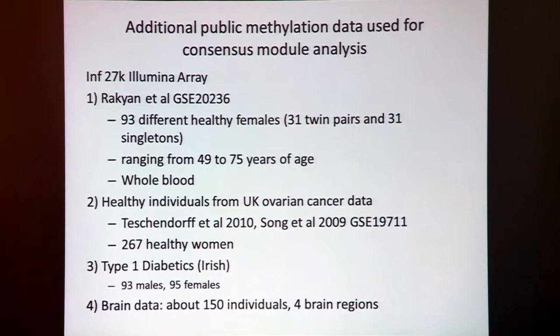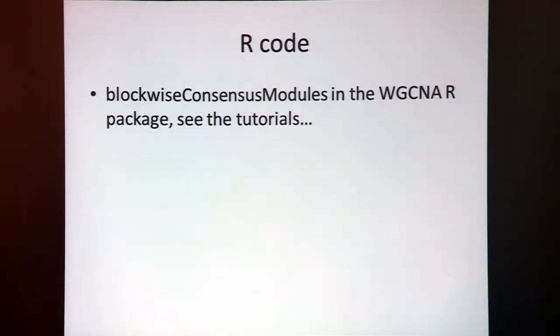They involved both whole blood data, but also notice data set 4. These are human brain data from about 150 individuals from 4 brain regions, and these data were published by Gibbs et al. So we used the blockwise consensus modules R functions in the WGCNA R package. Remember, this is part of one of our tutorials. It was incredibly straightforward. It's one R command.